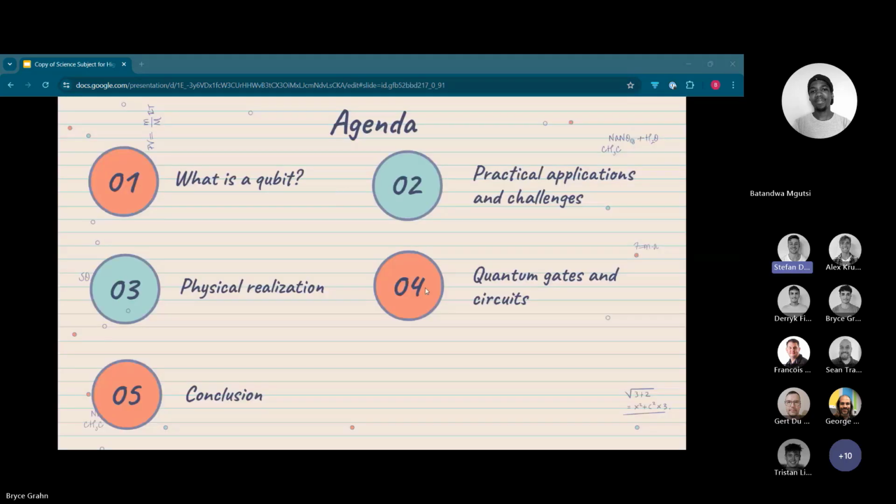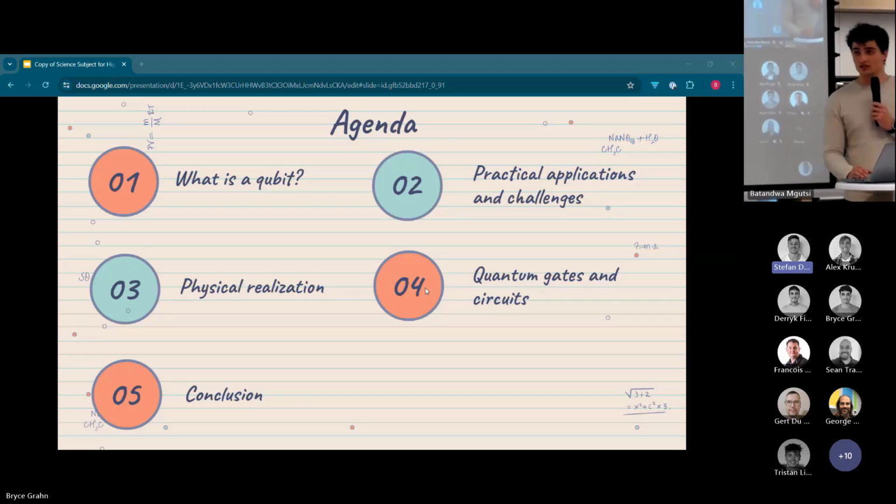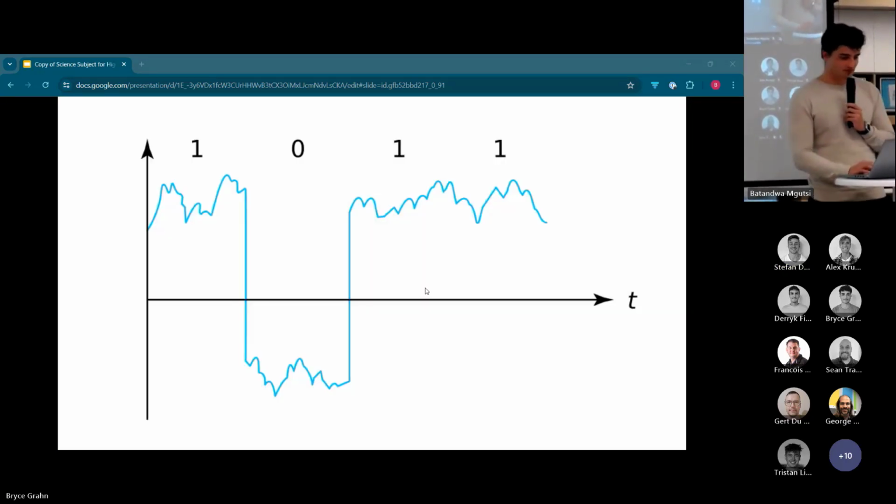In today's talk, we'll begin with what a qubit is. We'll then discuss the practical applications and challenges of a qubit, how they are physically realized in the real world, and we'll also look into how quantum gates and circuits operate. And we'll conclude with a summary of the key points mentioned.